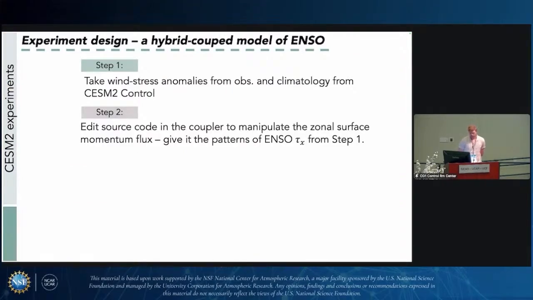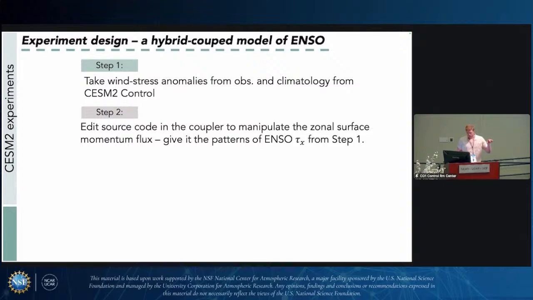So what we do is we take CSM2 and we design an experiment that allows us to essentially manipulate the characteristics of zonal wind stress within the fully coupled model. This is commonly called a hybrid coupled model of ENSO. There's a few examples out there. But what we do is we take wind stress anomalies from reanalysis, so they're coming from ERA5, and those are estimated with simple statistical methods. And we keep the climatology from the CSM2 control.